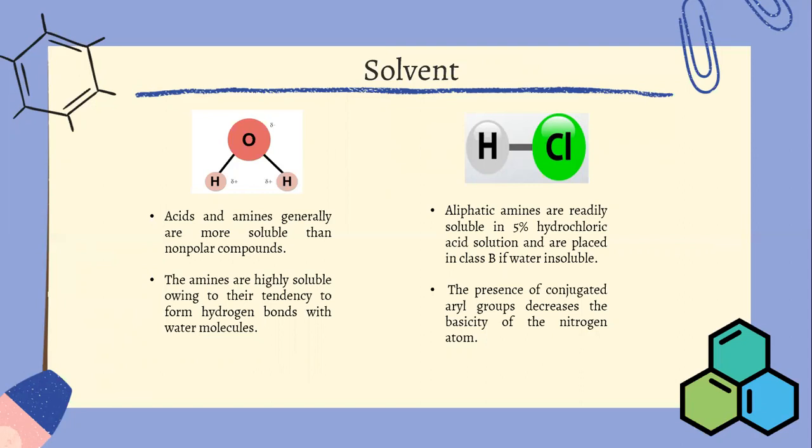The next solvent is hydrochloric acid. Aliphatic amines are readily soluble in 5% hydrochloric acid solutions and are placed in class B if water insoluble. The presence of conjugated aryl groups decreases the basicity of nitrogen atoms. Primary, secondary, and tertiary aliphatic amines form polar ionic salts with hydrochloric acid.